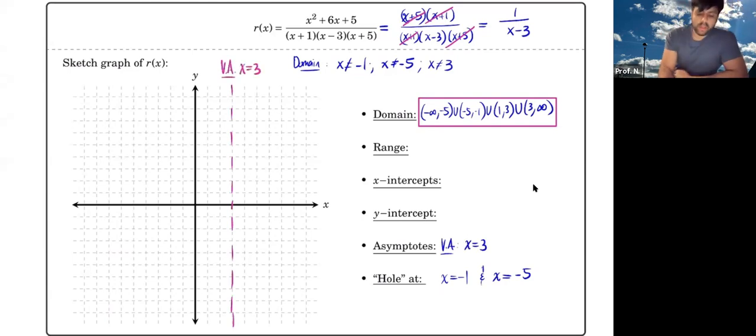What would be the horizontal asymptote? Well, because we have this rational function, the numerator has a smaller degree than the denominator, and so the horizontal asymptote is the x-axis.